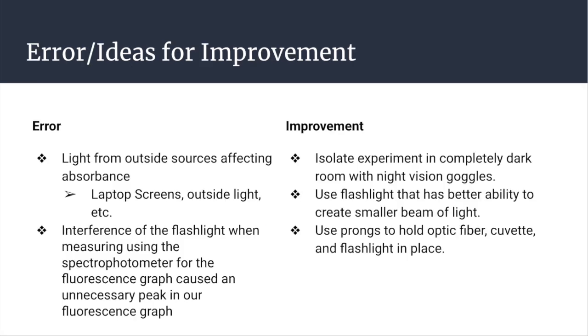We had some error in the graph and experiment that included the light from outside sources affecting absorbance and the interference of the flashlight when measuring using the spectrophotometer for the fluorescence graph caused an unnecessary peak in our graph. So some improvement ideas are to isolate the experiment in a completely dark room with night vision goggles and to use a flashlight that has better ability to create a smaller beam of bright light rather than the wider one, and use prongs to hold the fiber optic cable, cuvette, and flashlight in place.